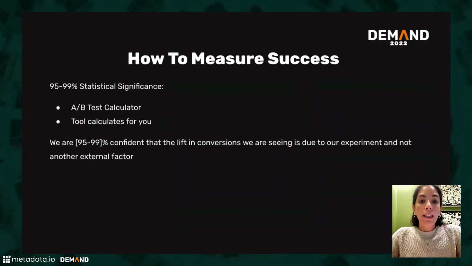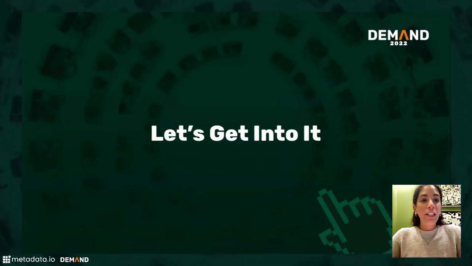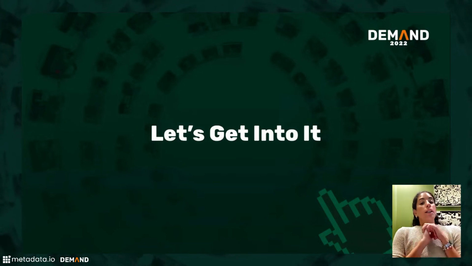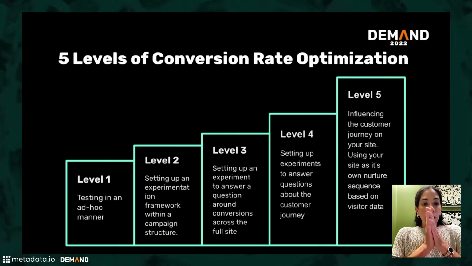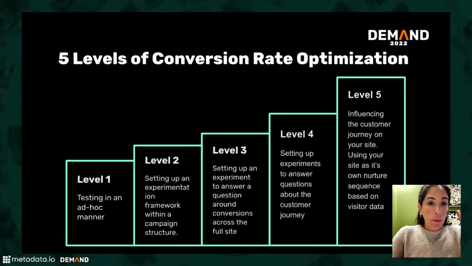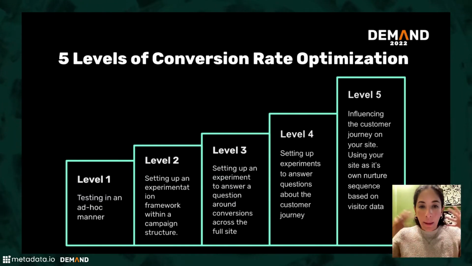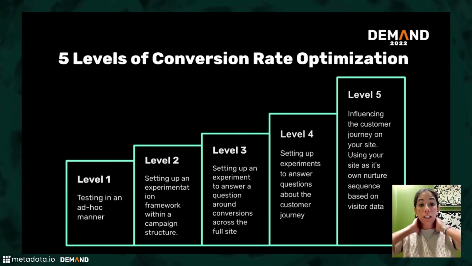Okay, let's actually get into it now. Let's dive into the conversion rate optimization maturity model. So, like most maturity models, there are 5 levels, and I'm going to go through them one by one so we can go through the types of experiments that are run at each level and the mentality of your organization at each level.